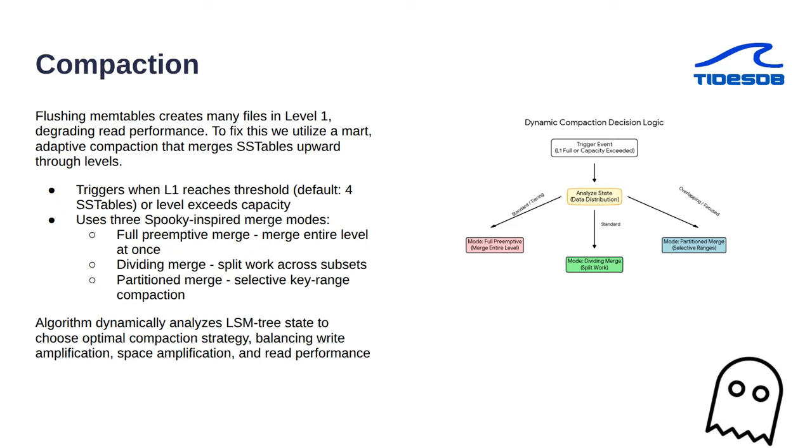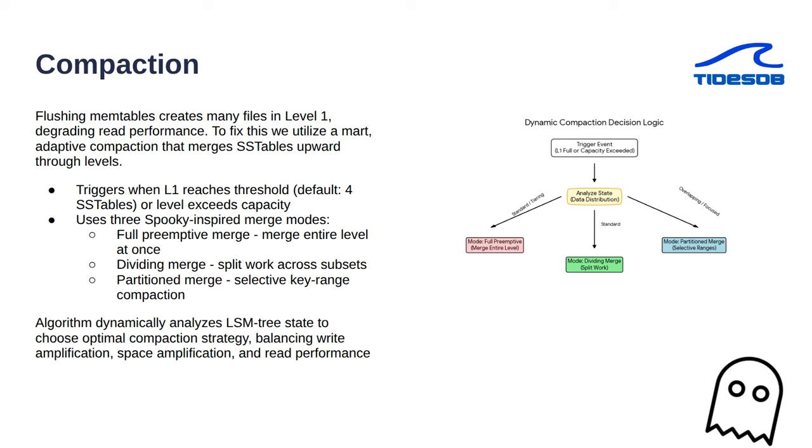So compaction. One of the core problems we have here is every time we flush or do a sorted run to disk, we can have a lot of files eventually end up in level 1. We don't want to have so many files. We want to try to merge these files to reduce degrading read performance.